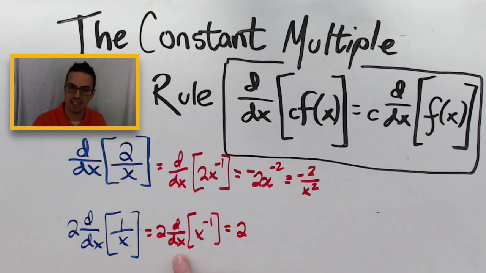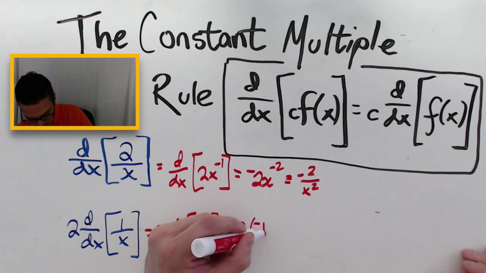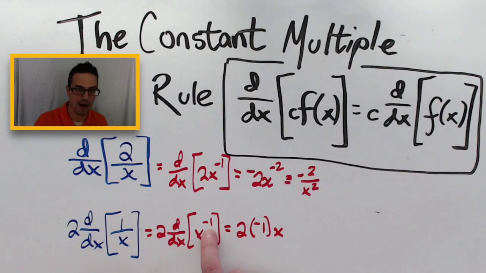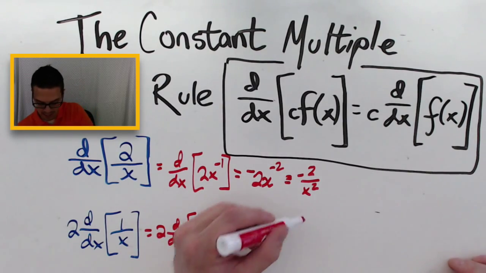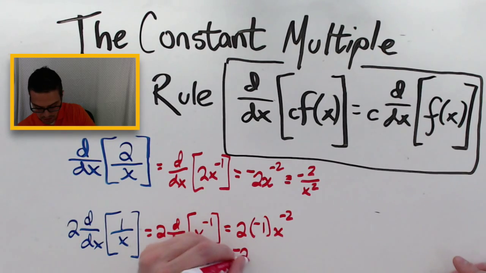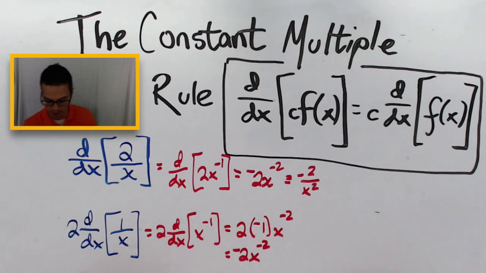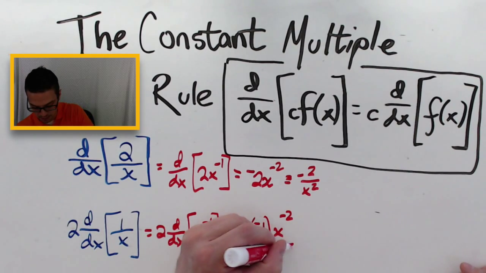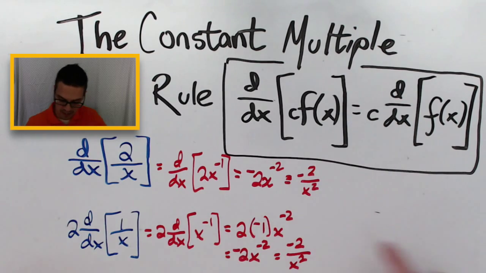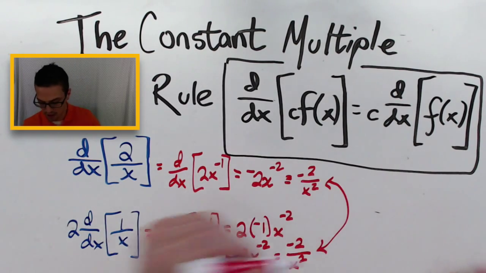Okay, now we need the derivative of x to the negative 1. We're going to use the power rule here, so we're going to put the negative 1 in front. So now you'll have times negative 1 times x, and then you have to minus 1 from this power right here. So negative 1 minus 1 would be negative 2, and you'll end up with negative 2 times x to the negative 2 power. Same as what we had up here. We've got to simplify this so we don't have any negative exponents. You'll end up with negative 2 over x squared, and if you notice, these two values are exactly the same.